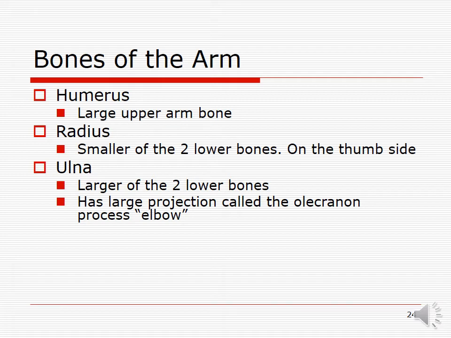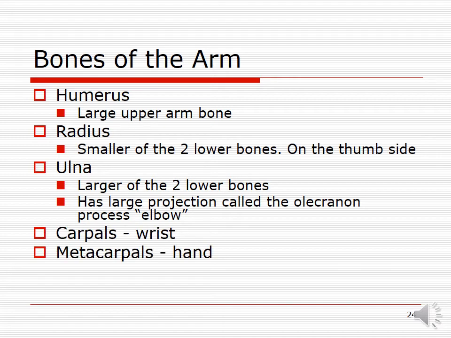It's called the olecranon process, and that's really what the elbow is. The carpals are the 8 wrist bones on each hand. So I would write that down, 8 wrist bones on each hand. And the metacarpals are 5 bones on each hand that form the palm. Now the phalanges, those are our fingers, and there's 14 bones on each hand, which form our fingers and thumbs. 3 on each finger and 2 on the thumb.